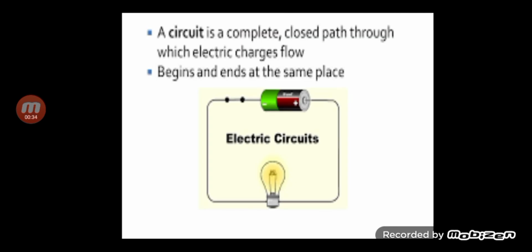A circuit is a complete but closed path through which electric charges flow. It begins and ends at the same place. Remember one thing, in order for the charges to move through this path, it must be closed and it must begin and end at the same place.